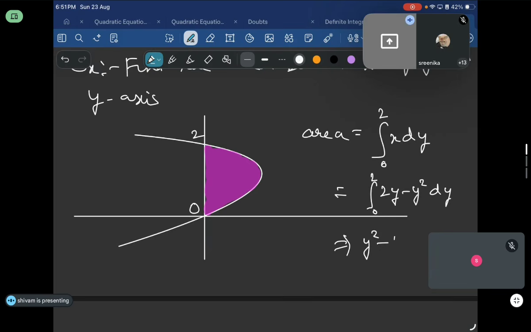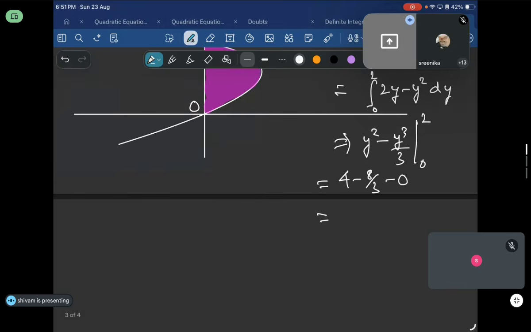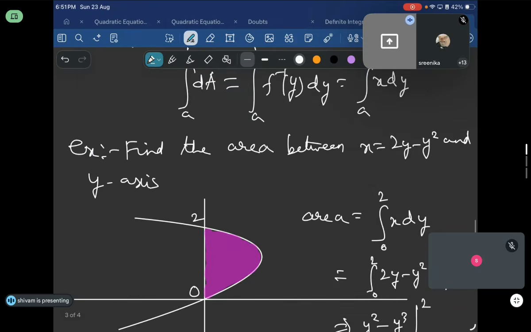This will give us y square minus y cube by 3, integrated from 0 to 2. Substitute 2 first: 2 square is 4, minus 8 by 3, minus 0. 4 minus 8 by 3 gives 4 by 3. 4 by 3 is the correct answer. This is one of the methods to solve, taking the horizontal strip.